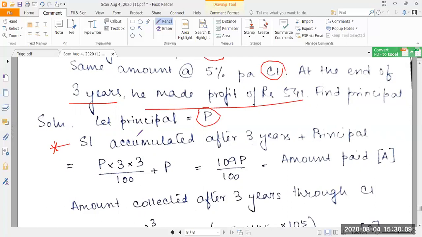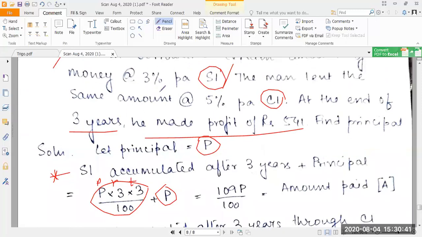So SI accumulated after 3 years plus principal, that's the amount that the man will pay, the amount or the cost that he incurs. So that's the simple interest plus principal. The definition of amount is simple interest plus principal. And we know by now that the formula for simple interest is P R T by 100. Since P is unknown, we replace R with 3%, because when he was taking the loan, it was on the basis of 3% per annum simple interest. So we replace R with 3, and the entire scheme is for 3 years, so we replace T with 3, and we get P into 3 into 3 by 100 plus the principal P. That gives me 109 P by 100. So that's the amount that he pays.